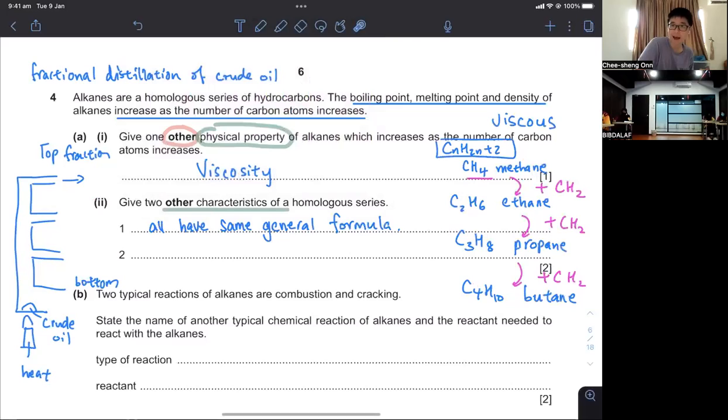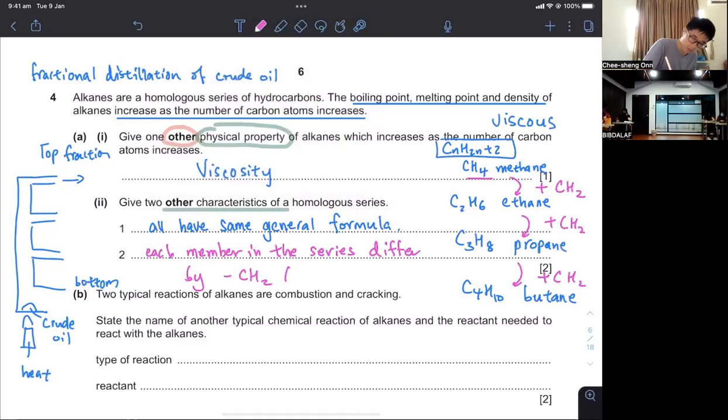You can follow with alkenes as well if you want to. It will still differ by CH2. So each member in the series differs by CH2, or 14 mass units, because each carbon is 12 mass units plus 2 times 1. That's why each of them differs by 14 mass units.